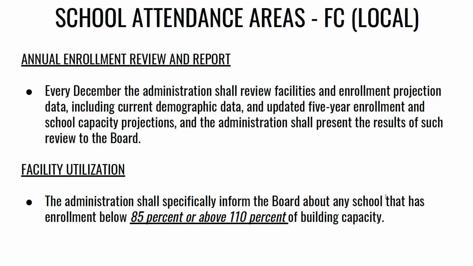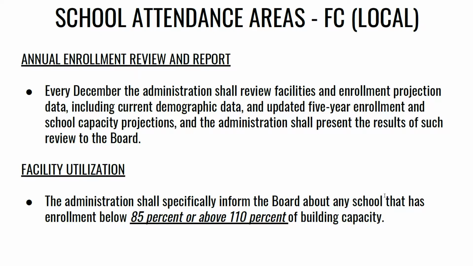The big components of FC Local were, as Mr. Harris mentioned, facility utilization, and as I have it stated here, administration shall specifically inform the board about any school that has enrollment below 85% or above 110% of building capacity. It's one of the big pieces of FC Local.